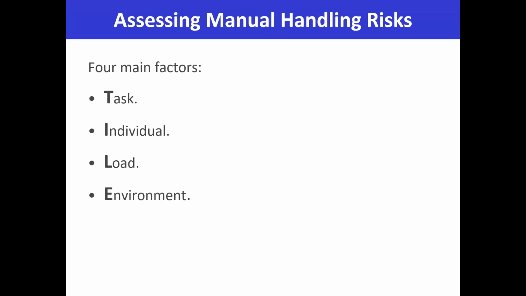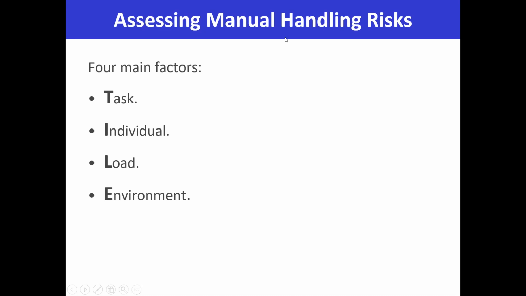Now, whenever you assess the risks from manual handling, you need to consider at least four factors. These four factors are also called TILE, T-I-L-E, TILE. T for task. So you need to consider the task factors. Is the manual handling task repetitive? Is it for a long time? Is it for a short time? So you need to consider the task factors.